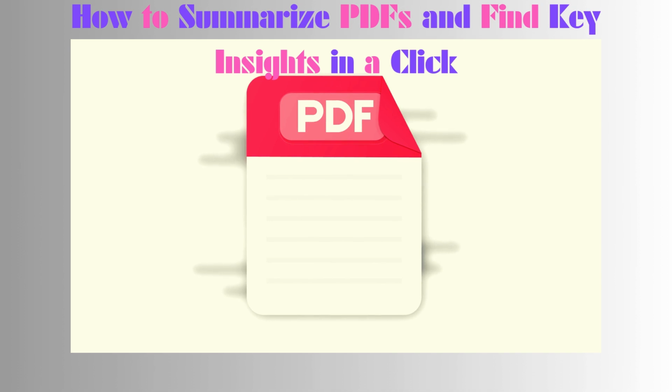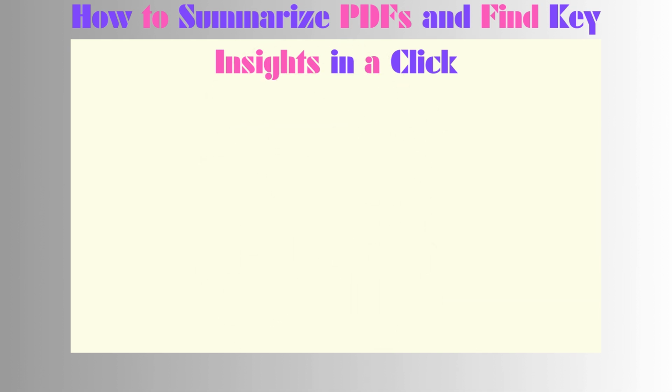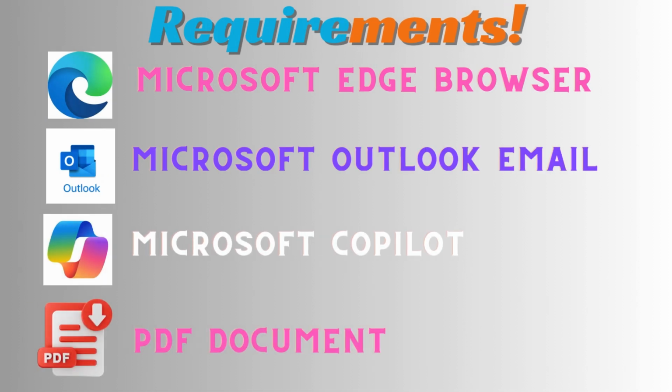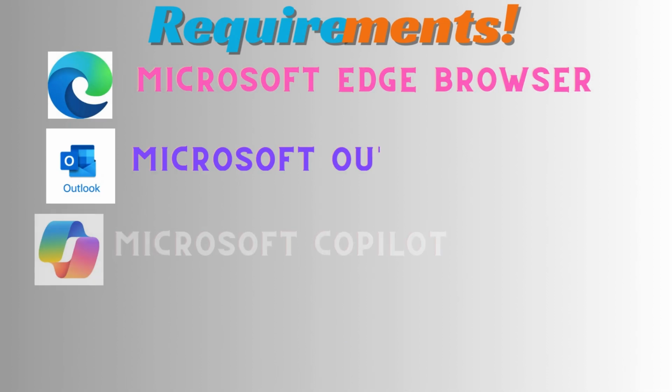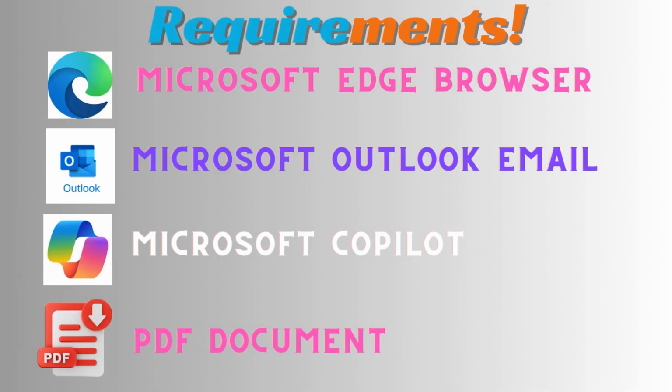Before we dive in, let's make sure you have the right tools on hand. First, you will need the Microsoft Edge browser. It's already pre-installed on most Windows machines, but you can download it for free if you don't have it. Next, you will need a Microsoft Outlook email address. If you don't have one, you can create a free account.